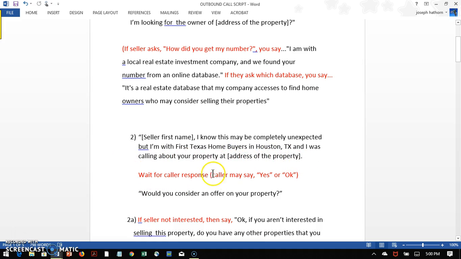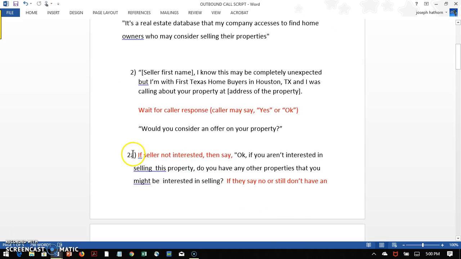Okay, then you want to wait for the caller to respond. So the caller may say yes or okay. Then you say, would you consider an offer on your property? Okay. If the seller is not interested, meaning they're like, no, I don't think I want to sell right now, or I don't have an interest in selling, then you say, okay, if you aren't interested in selling this property, do you have any other properties that you might be interested in selling? Okay, and again, that hasn't changed much from the previous script.